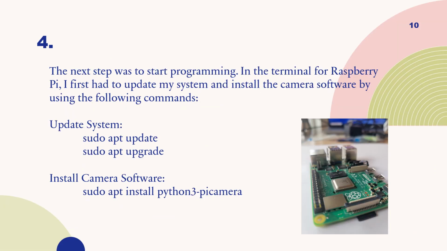Once I knew everything was working properly, it was time to install the software that I needed and start creating the program for the Raspberry Pi. So the first step for that was to update my system and install the camera software by using the commands pictured here.